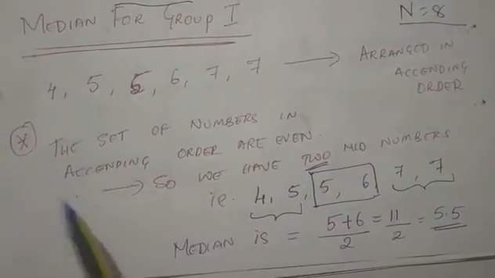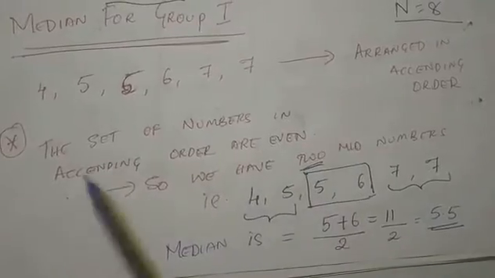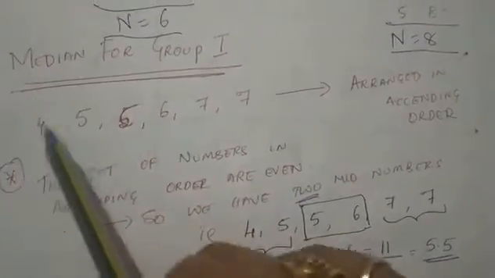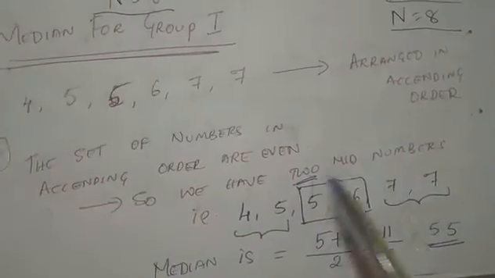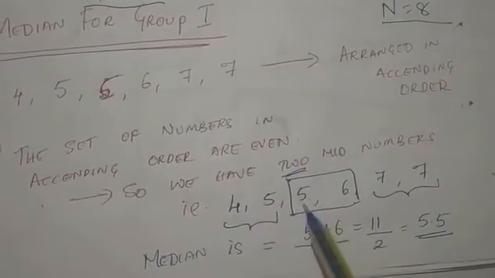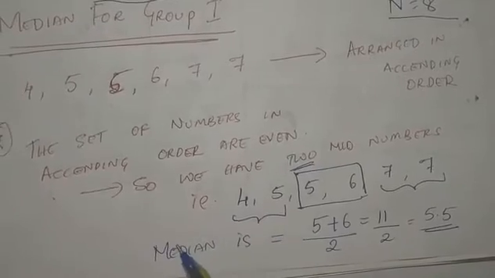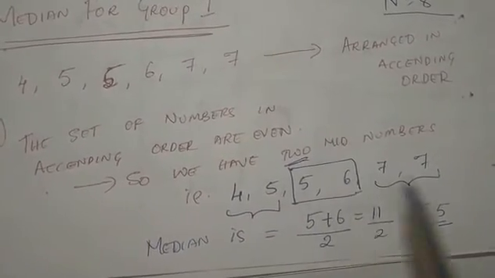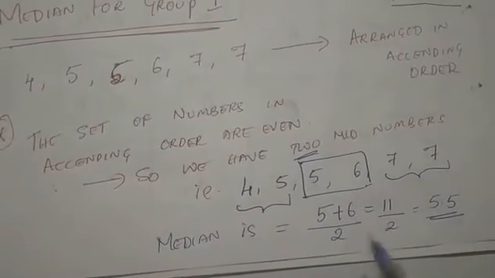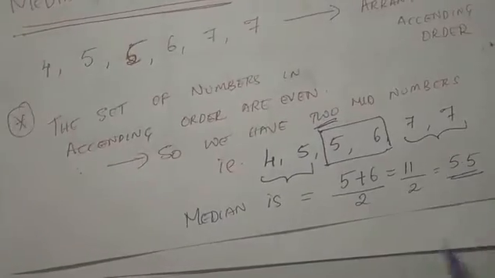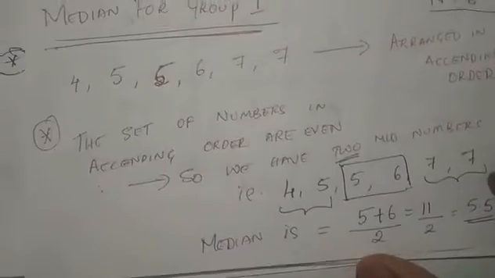The keynote here is that the set of numbers in ascending order is even. So we'll have two midpoints, that is 5 and 6, with two scores below these and two above them. So the median is 5 plus 6 by 2, that is 11 by 2, 5.5. This is the median score.